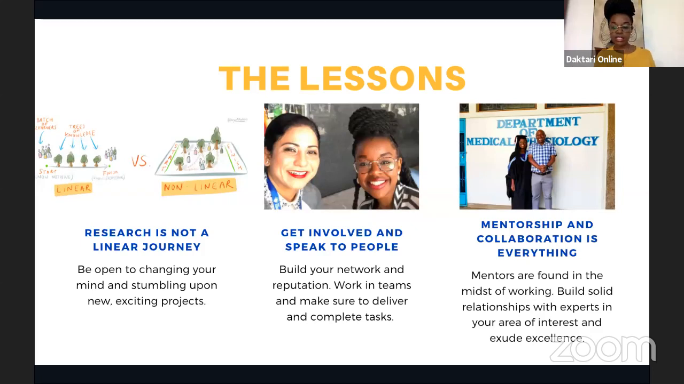And then when you find these mentors, build solid relationships with them, so that it's not just a thing of you taking, but it's something where you're being helpful as well. Volunteer to help them in their projects, ask insightful questions that will help them in their work as well. And then you have to exude excellence.